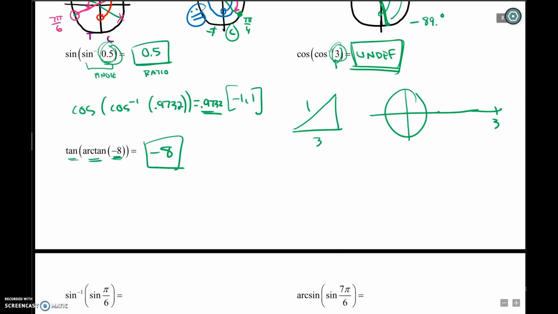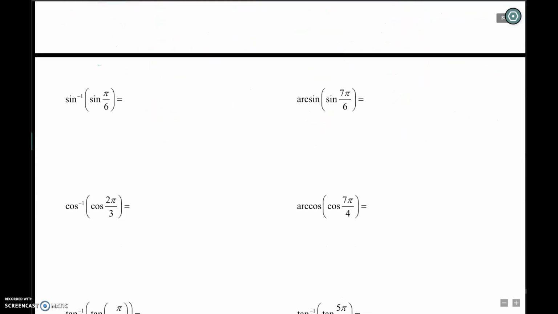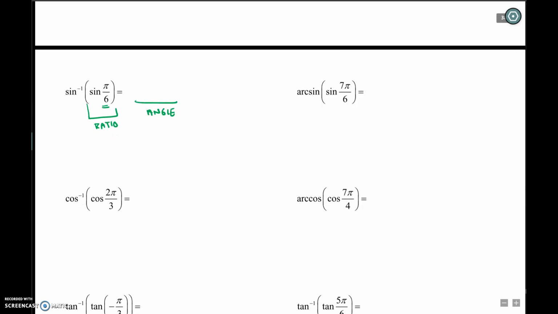If it's a bad ratio for the sine and cosine, it's undefined. All right, so these are the ones that are a little more complex. Here, I'm taking the sine of an angle. When I take the sine of an angle, it gives me a ratio for an output. And when I take the inverse sine of that ratio, it's going to give me an angle answer. The problem is, is it always going to give me this angle answer?